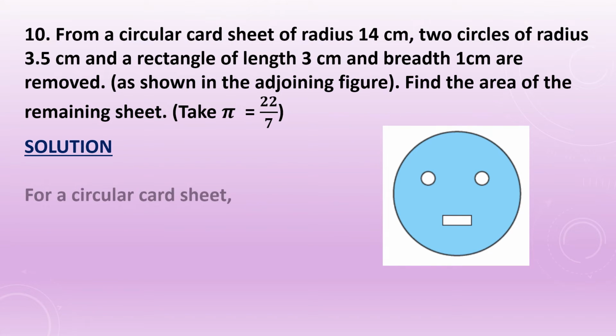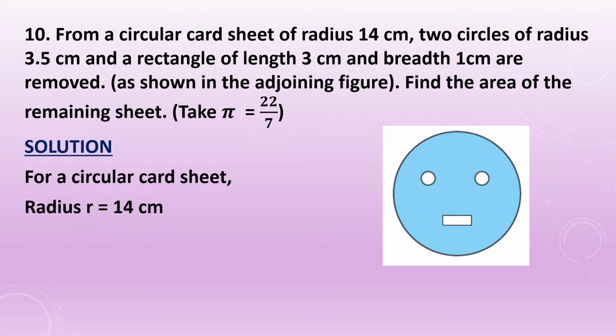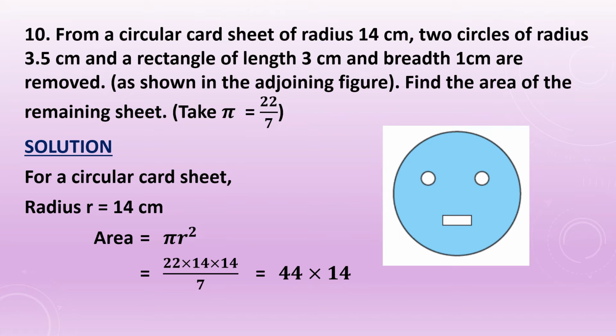So we can see for a circular card sheet, radius equal to 14 centimeter. Area of circle equal to pi r square. Substituting the value 22 upon 7 into 14 into 14. Cancelling 7 and 14, we get 22 into 2 into 14, which gives 44 into 14. That is equal to 616 centimeter square. This is the area of the circular card sheet.